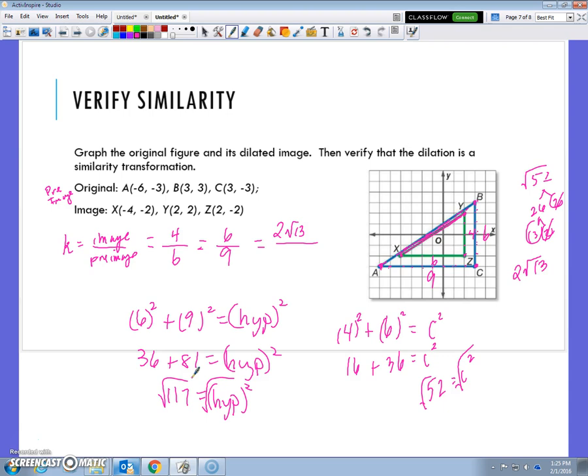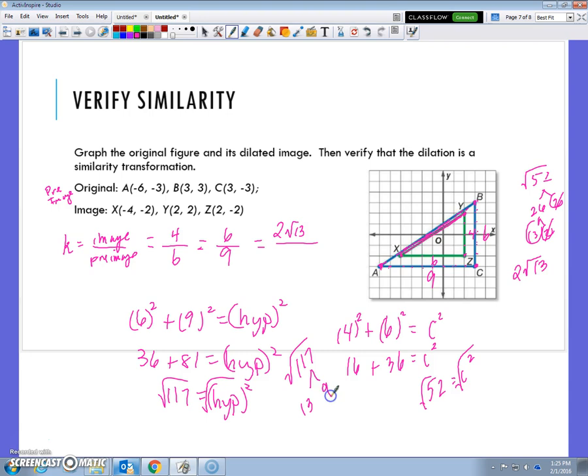I bet 13 goes into 117. How many times does 13 go into 117? 9 times? 13 times 9? Whew, I was worried. Okay. So the hypotenuse in this case would be the square root of 117. I'm going to reduce that. The reason I guessed 13 right off the bat is because I knew I would have to have a 13 for this to reduce into the same fraction as everything else.